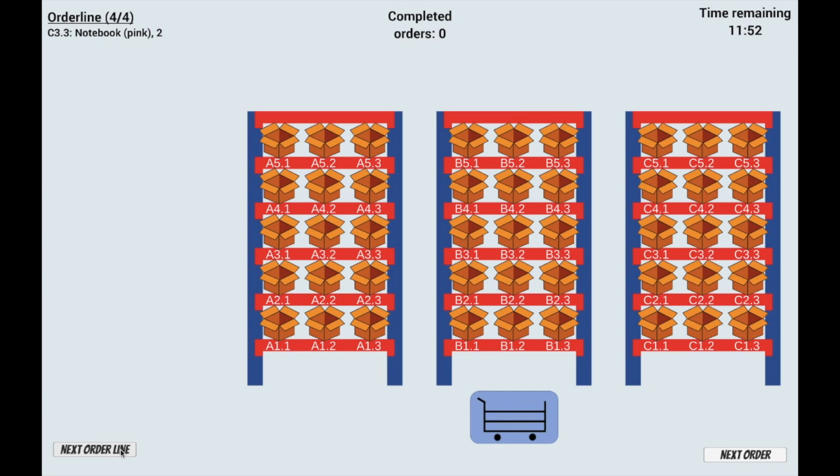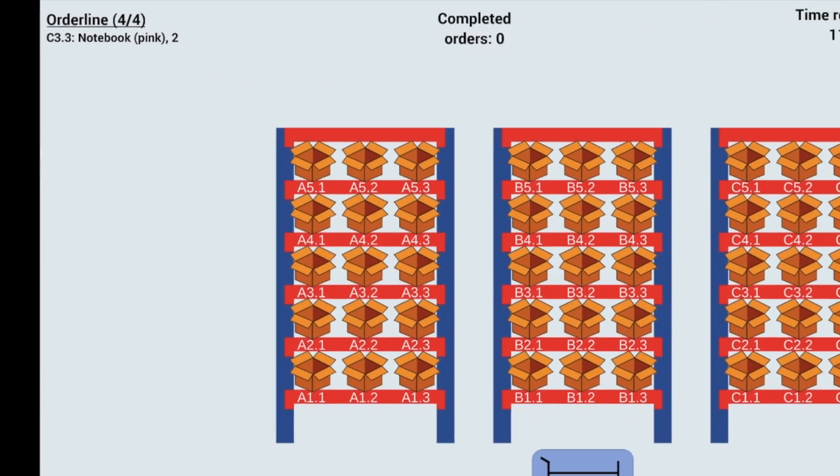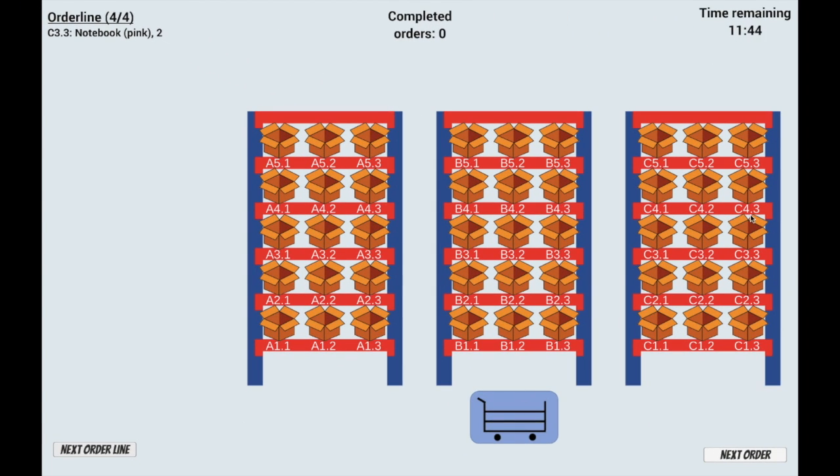Now I see that I have arrived at the final order line of this order, 4 out of 4. I'm going to pick from location C3.3. Now that I've finished completing this order, I'm turning to the button on the right bottom of the screen, Next Order. When I press this button, I see that a new order has popped up. This order consists of 3 order lines. The counter on the top indicates that I have completed 1 order.